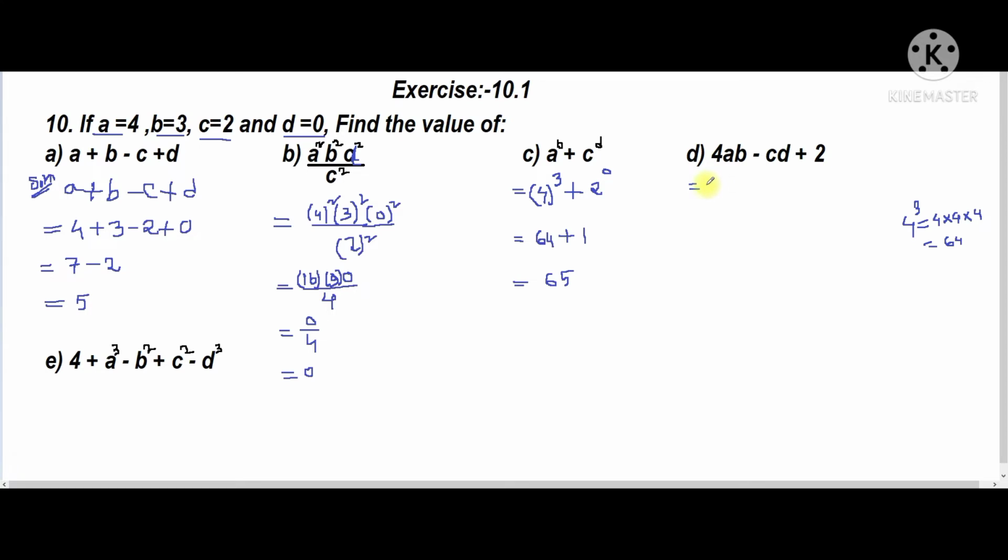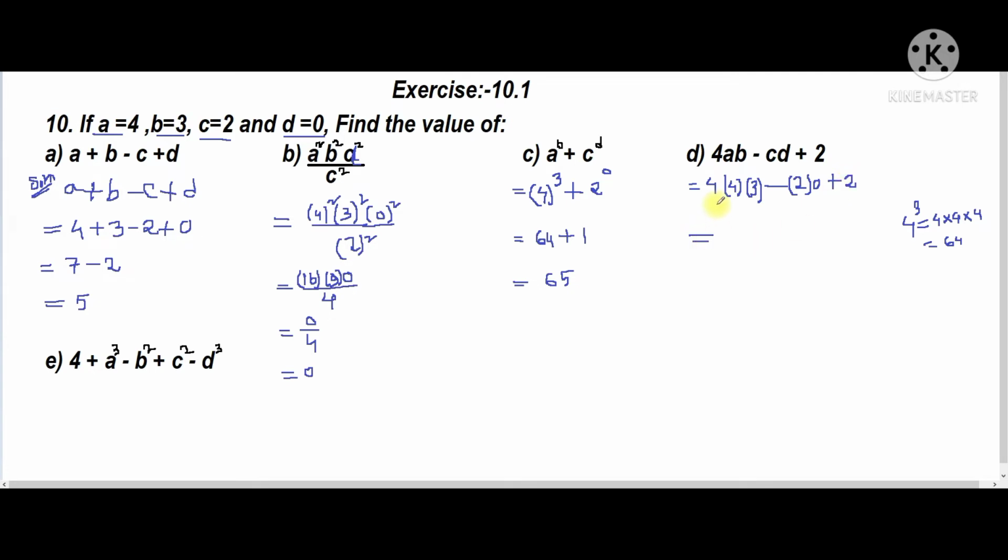What we have is 4ab minus cd plus 2. The a value is 4, and the b value is 3. Minus sign is there, and the c value given to you is 2. And this question number D has x cube minus y square plus z plus 1. The x value is 1, so whole cube 1.